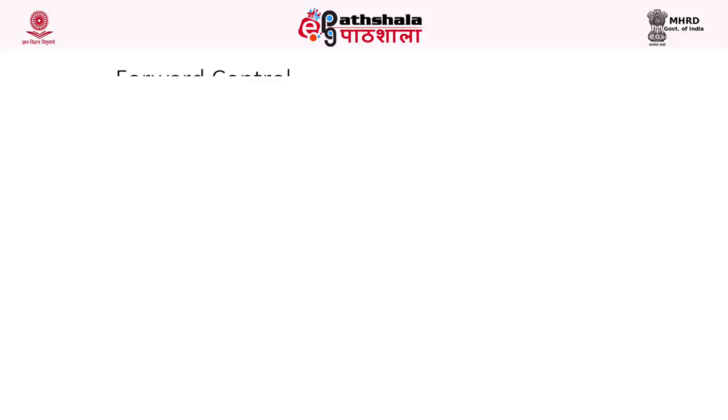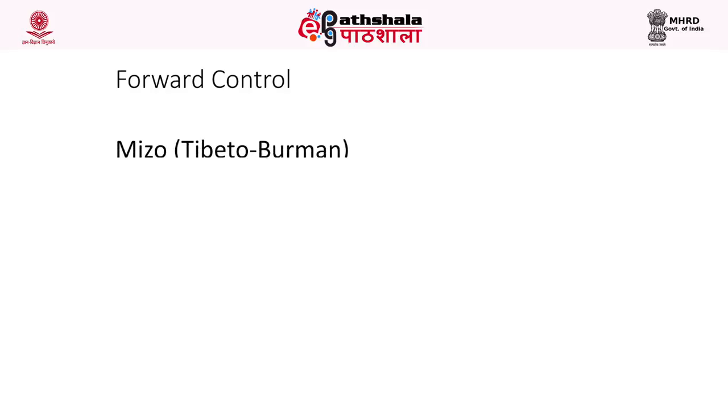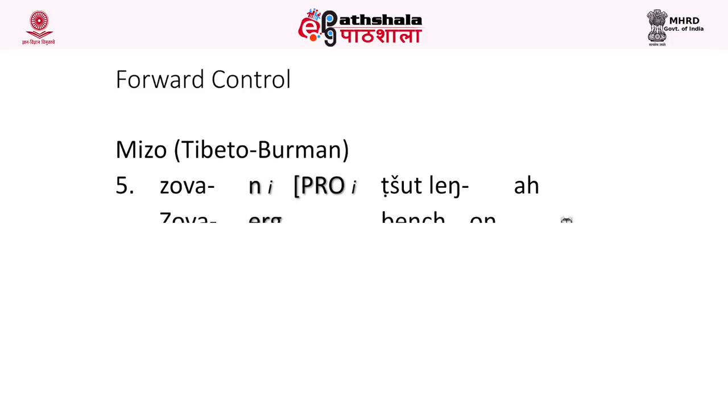Let us go on to see what forward control is from Tibeto-Burman, Mizo. Mizo is a Kuki-Chin language, and most of the Kuki-Chin languages provide evidence for forward as well as backward control. Let's take example number 5 from Mizo.